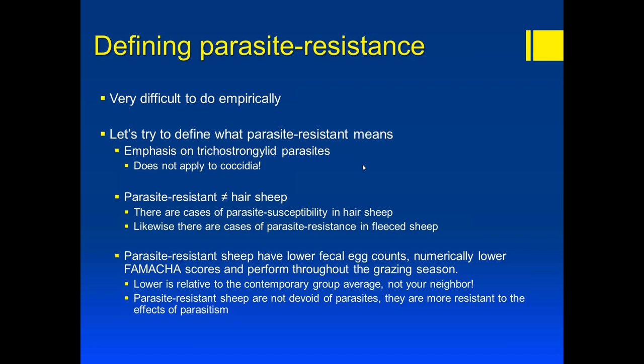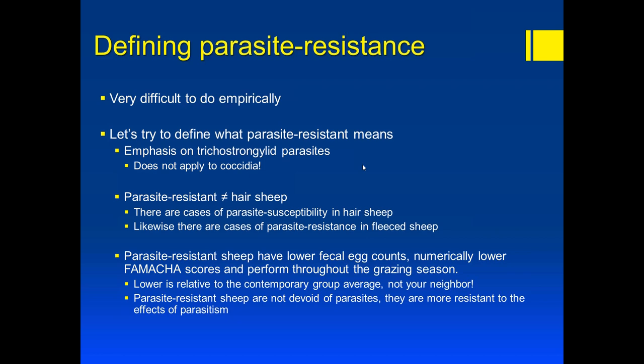Now, I think that we also have to be careful about the term lower, especially in comparison to my farm versus my neighbor's farm. Lower is relative to the contemporary group average on my farm. So remember, these fecal egg counts don't really travel well. They really refer to what's happening on your particular farm, and it's an indication and a reference of the infection level on your particular pastures and not your neighbor's.